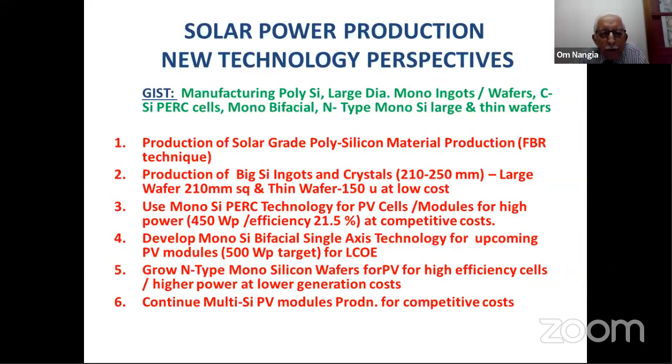Now, these are some of the things which I have tried to show, that the gist is we must have manufacturing of polysilicon in India. This slide shows solar power production, new technology perspective. So new technologies like manufacturing of polysilicon, large dia mono ingots, wafers, then new technologies of making cells. What we were making earlier, there are a lot of advancements in the world. So we must adopt those. Some of these are already being adopted. Silicon PERC cells, mono bifacial, N-type monosilicon, and thin wafers. So this slide describes what are the new things which are coming up, and India has yet to pick up, although India is making modules, but many of the things are yet to be taken up. So these are the things when we go for a large number of in-house production, and these are the latest things which are available abroad, and we'll be at par with the technology.